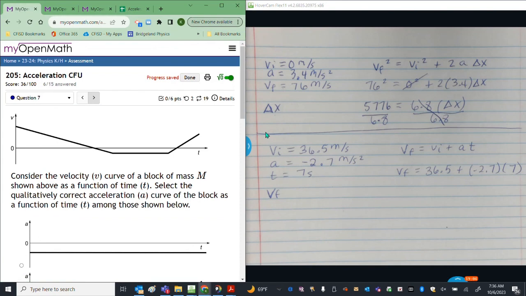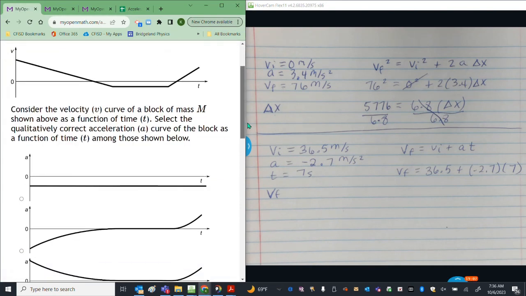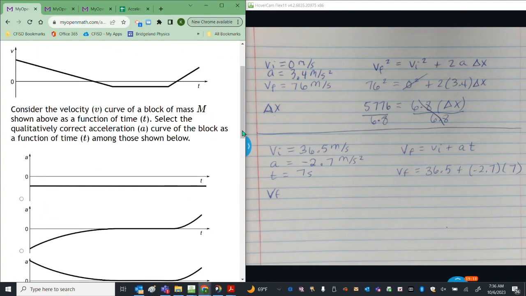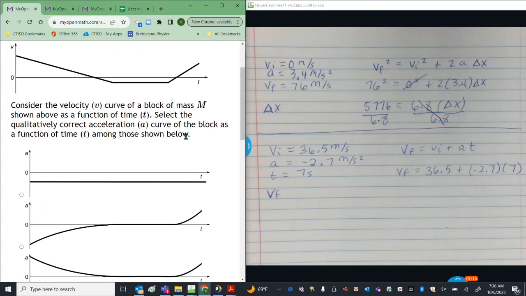Question number 7, still the same VT graph. Now we're trying to match it to acceleration. Again, I've said this already today in this review, but the slope on the VT graph is your acceleration. So if I look at my slope at the beginning, this is negative. So the first part of my acceleration will be negative. Is this slope changing? No, it's a straight line. So I need a constant negative acceleration, and then my slope is 0. So it's going to be negative and then 0 and then positive. That's what I'm looking for.